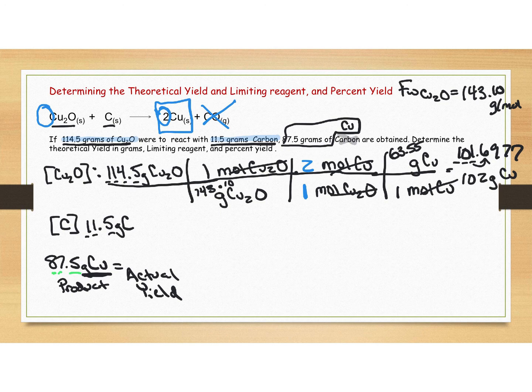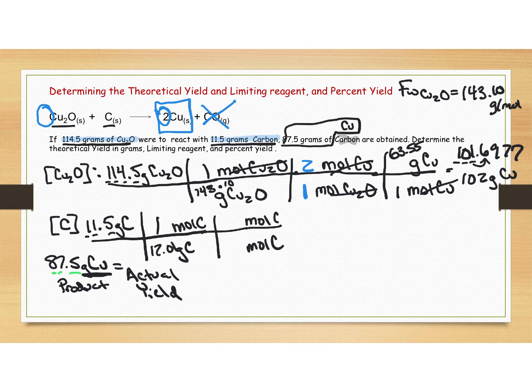Now we've got to do our other reagent, the carbon. I go from grams of carbon to moles of carbon. 1 mole of anything is equal to its atomic mass in grams. So in this case, it's going to be 12.01. That's the mass of carbon on the periodic table. I then go from moles of carbon to moles of copper. Again, why am I going to moles of copper? Because that's what my actual yield was given in, right? We're not worried about that carbon monoxide. Had the problem statement asked me to do carbon monoxide, then I would be concerned with it.